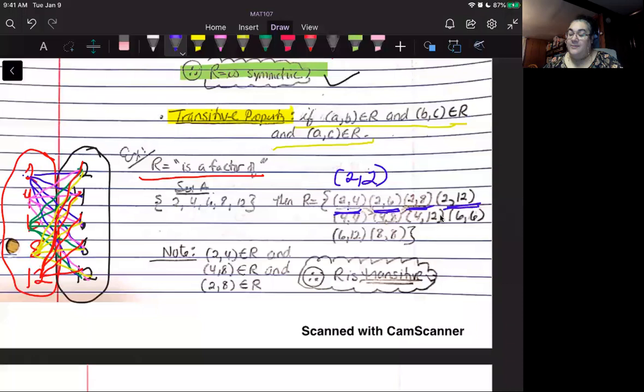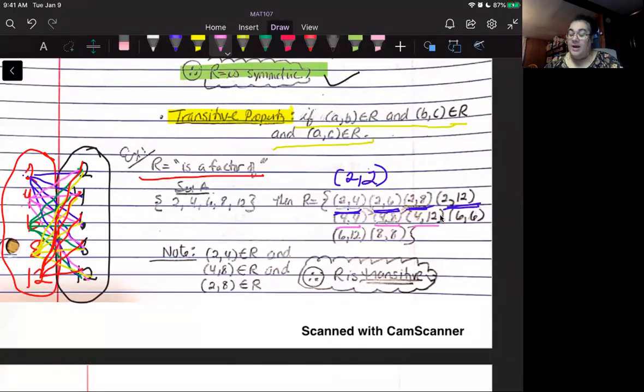Now let's move on to the pink. We start with 4. Is 4 a factor of 2? No, so that's why we don't include it. But is 4 a factor of 4? Yes, it is. So there it is. Is 4 a factor of 6? No, so not included. Is 4 a factor of 8? Yes, so we include that in our relation. Is 4 a factor of 12? Yes, it is. So we include that in our relation.